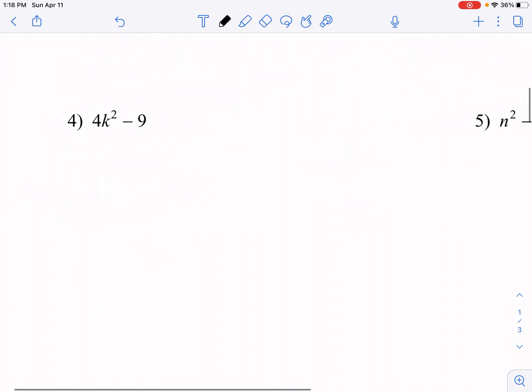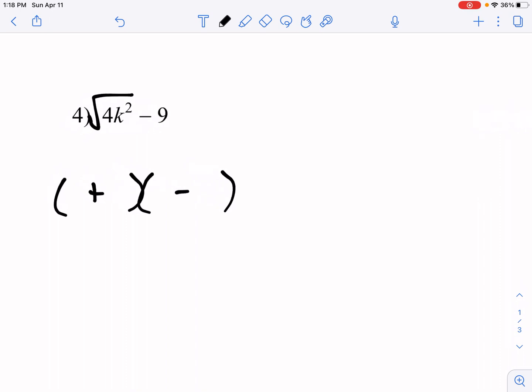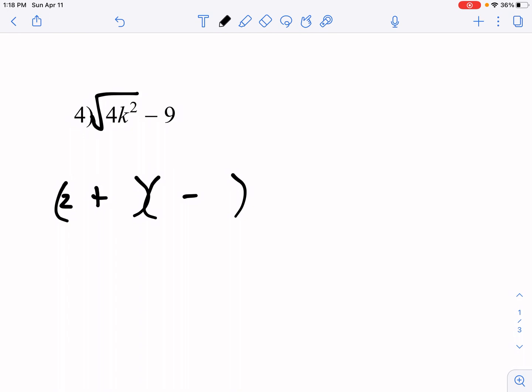Let's try number 4, okay? So again, we're going to have two binomials here, one with a plus, one with a minus. Then we're going to take the square root of the first term. Now again, we're taking the square root of both parts, and you can think of it separately for now. What's the square root of 4? 2, right? So we know the first term is going to involve 2, but then we also have to take the square root of k squared. Well, what's the square root of k squared? k, okay?